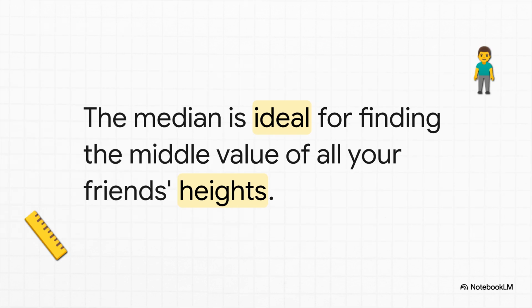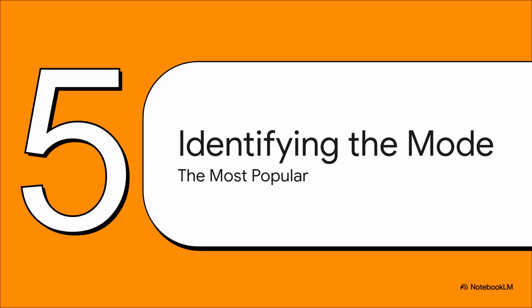So why use the median instead of the mean? Well, it's the absolute best tool when you want the true middle ground, especially if extremely high or low numbers might skew your perspective. Like finding the middle value of all your friends' heights. If one of your friends happens to be a 7-foot-tall pro basketball player, a traditional mean average would make everyone seem way taller than they actually are. But the median? It just points to the person standing exactly in the middle. No skewing whatsoever. Next up, Section 5, identifying the mode, which is all about what is most popular.